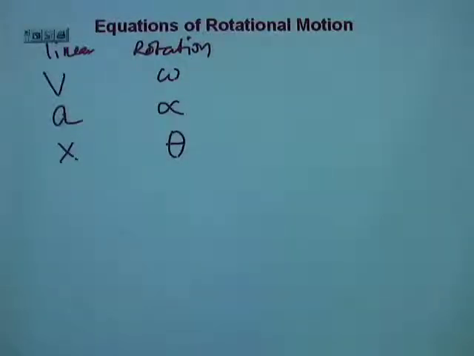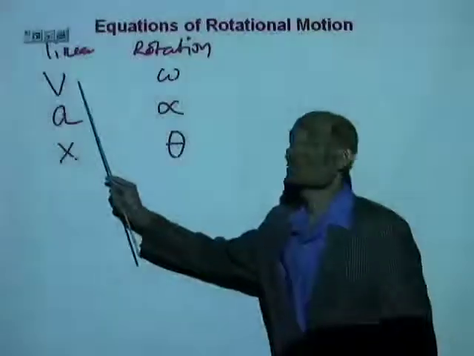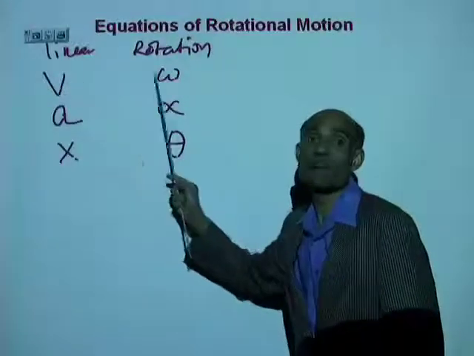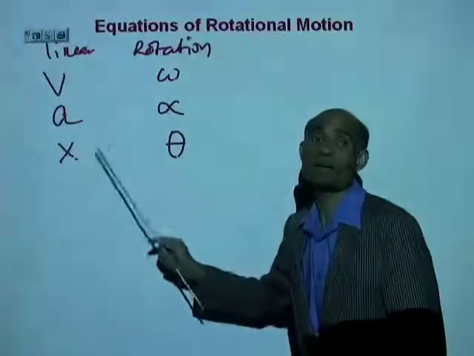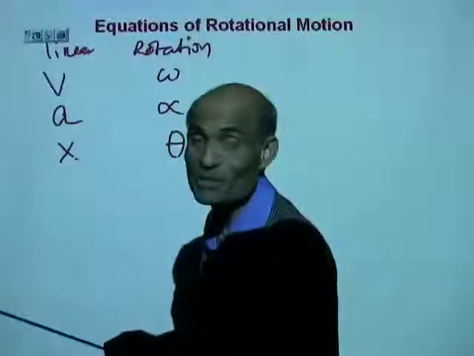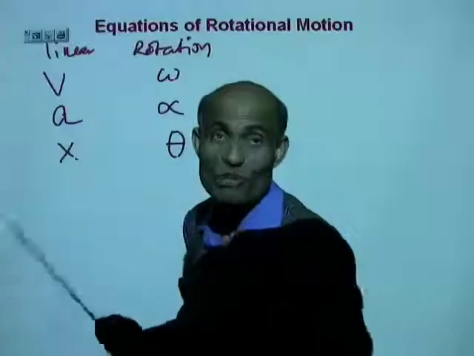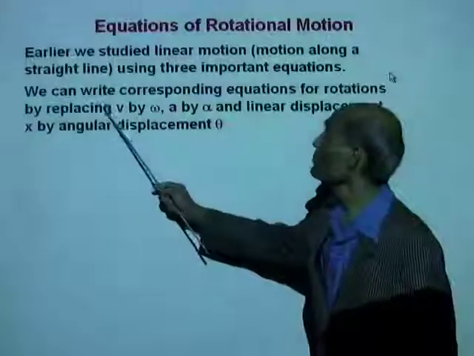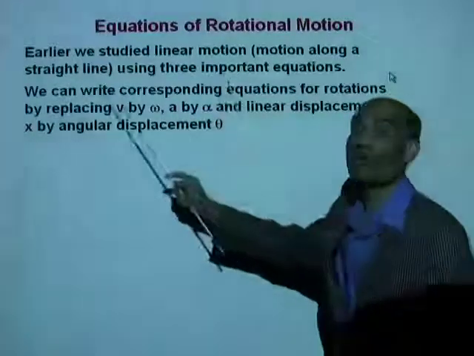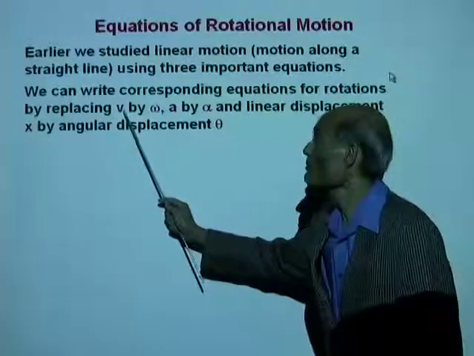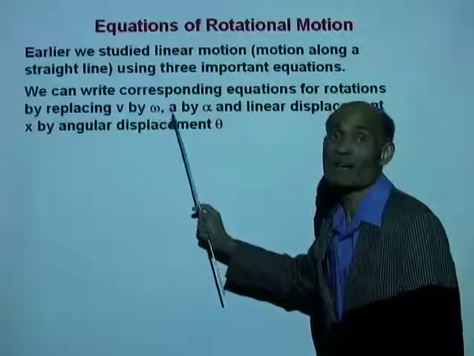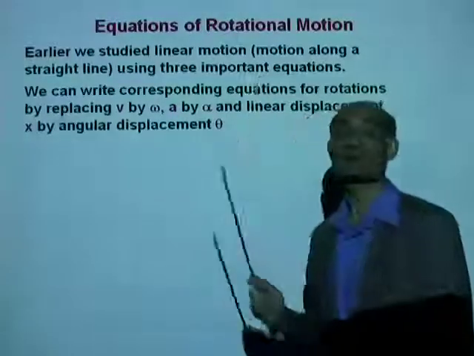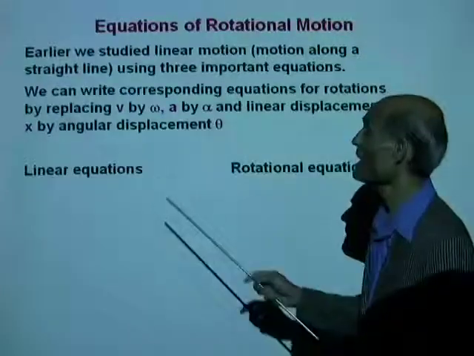So, all you need to do is write down the equations for linear motion and replace your v by omega, a by alpha, x by theta. You have your equations for rotational motion. Let's do that. Now, we can write corresponding equations for rotational motion by replacing v by omega, a by alpha, and x by theta. Alright, let's write those equations.